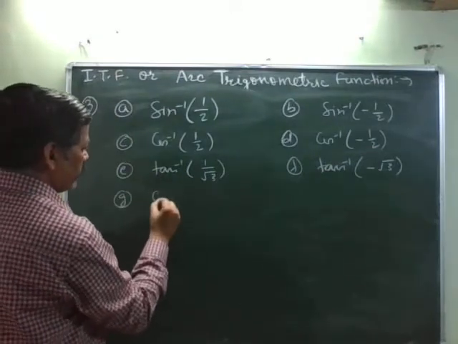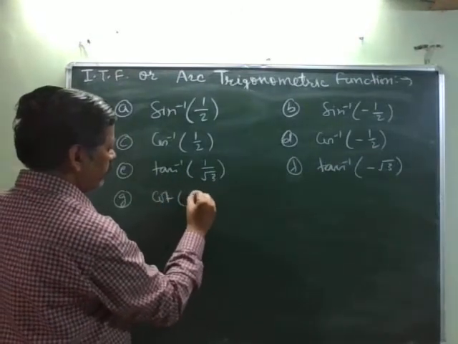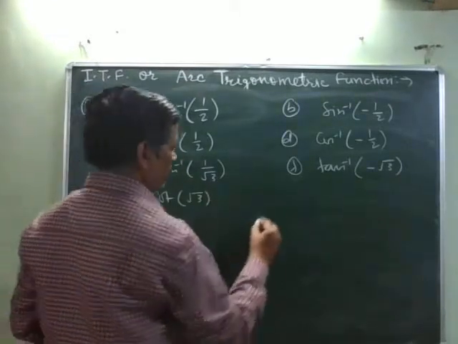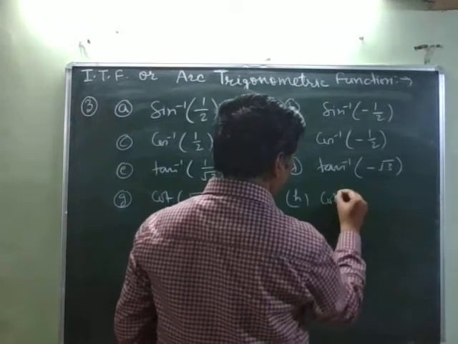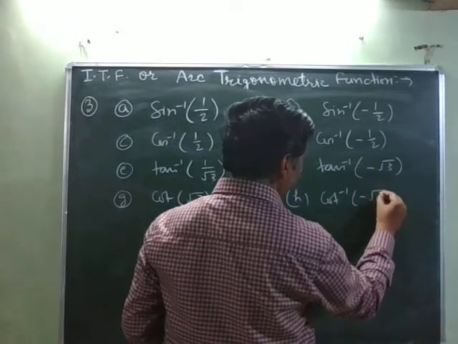G, cot root 3. H, cot inverse minus root 3.